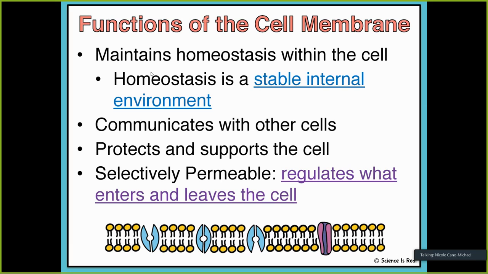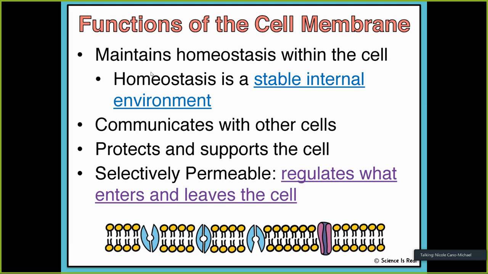One of the things that it does to help maintain homeostasis is it's able to communicate with other cells. It can protect and support the cell itself. And it is probably the most important, selectively permeable. Selectively permeable means it regulates what goes in and what exits the cell.